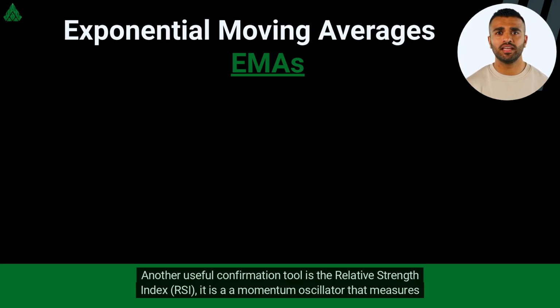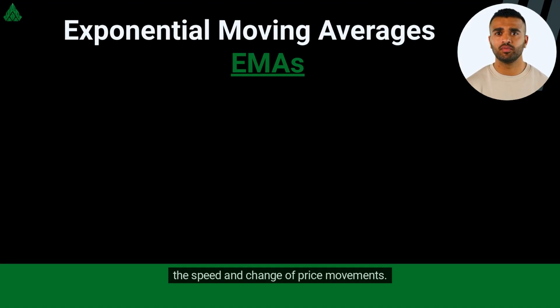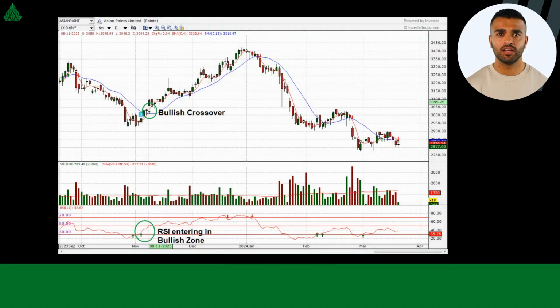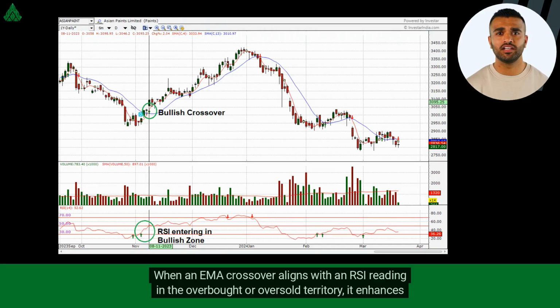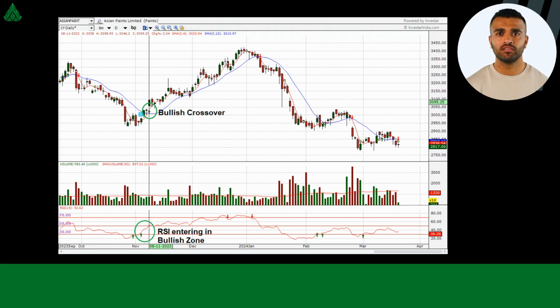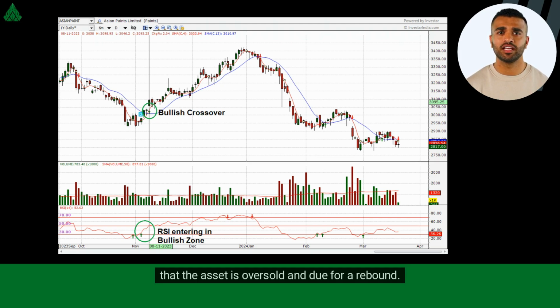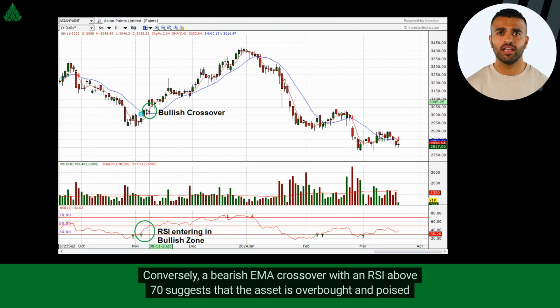Another useful confirmation tool is the Relative Strength Index, RSI. It is a momentum oscillator that measures the speed and change of price movements. The RSI ranges from 0 to 100, with readings above 70 indicating overbought conditions and below 30 suggesting oversold conditions. When an EMA crossover aligns with an RSI reading in the overbought or oversold territory, it enhances the trade signal's reliability. For instance, a bullish EMA crossover coupled with an RSI below 30 provides a strong buy signal, indicating that the asset is oversold and due for a rebound. Conversely, a bearish EMA crossover with an RSI above 70 suggests that the asset is overbought and poised for a decline.